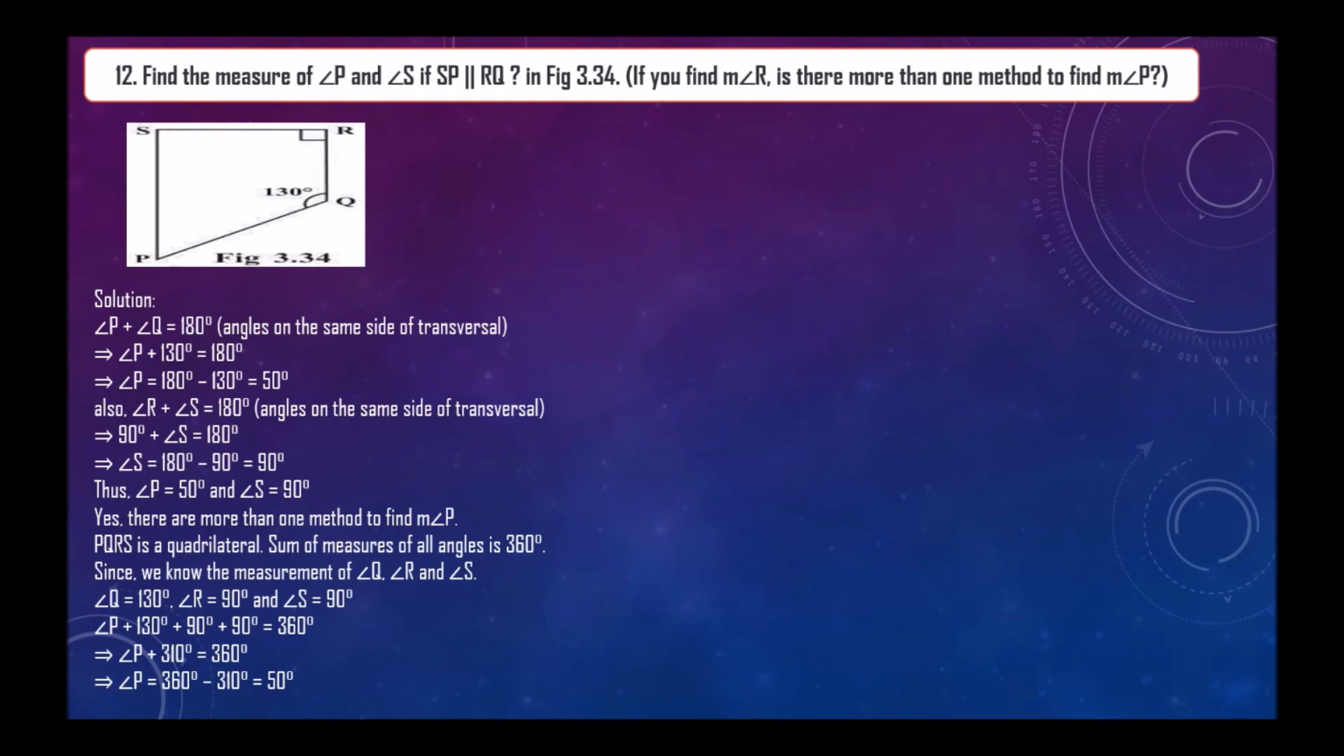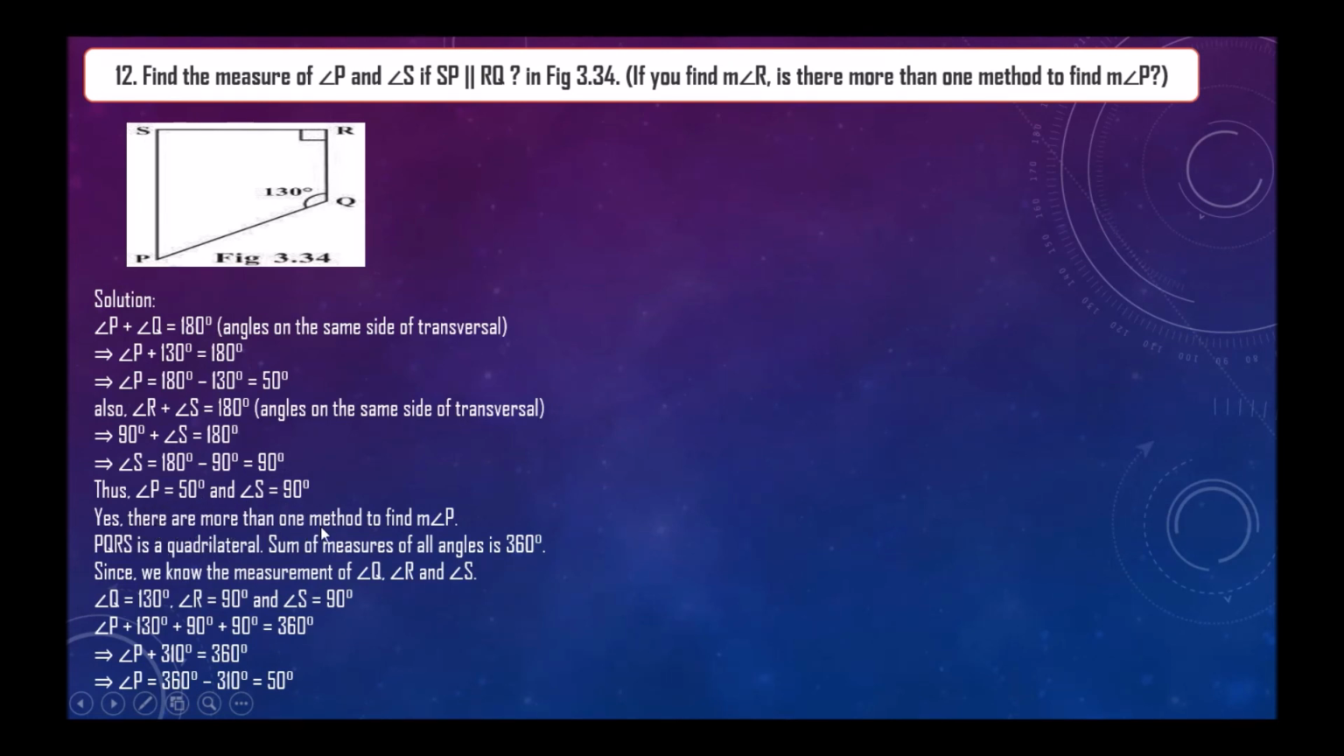12th question, find the measure of angle P and angle S if SP is parallel to RQ. If you find measure angle R, is there more than one method to find measure angle P? So measure angle P plus measure angle Q equals 180 degrees because angles on the same side of a transversal. Measure angle P plus 130 equals 180. So measure angle P equals 50 degrees. Measure angle R plus measure angle S equals 180 because angles on the same side of a transversal. So measure angle S equals 90 degrees. P is 50 and S is 90.